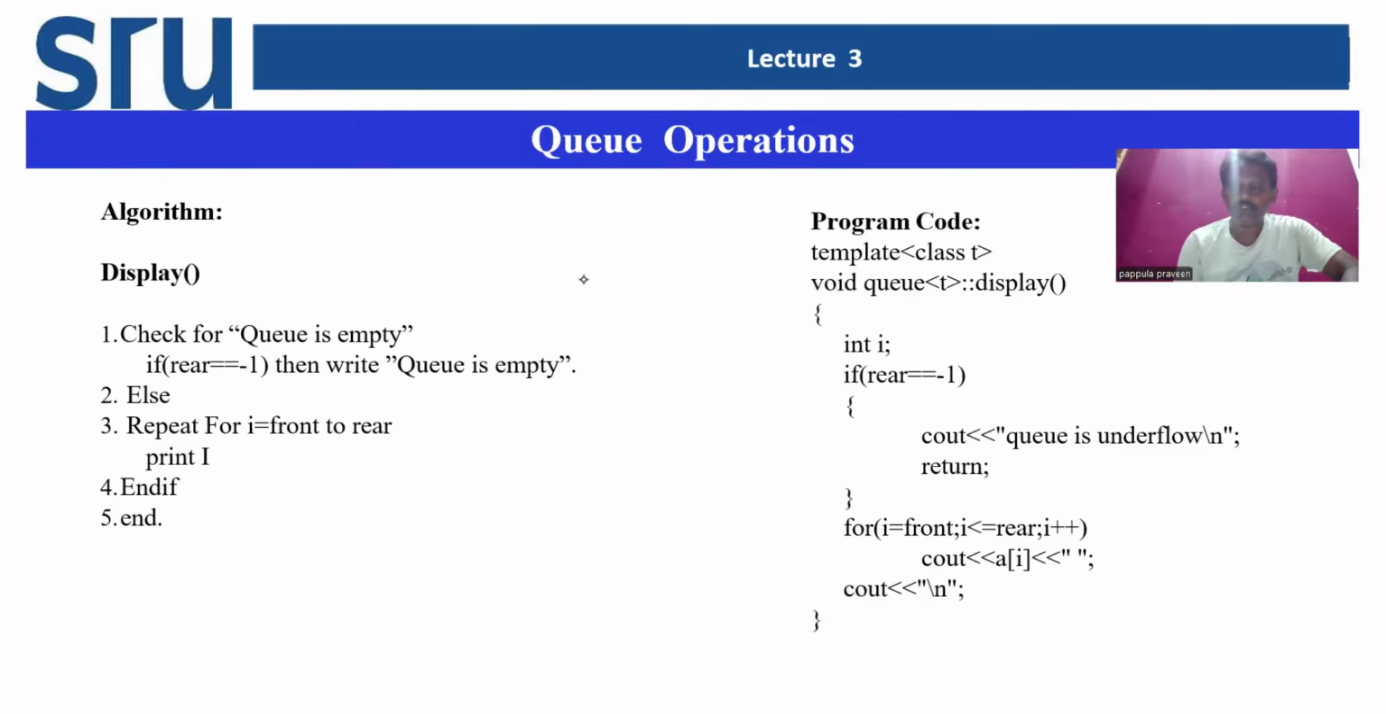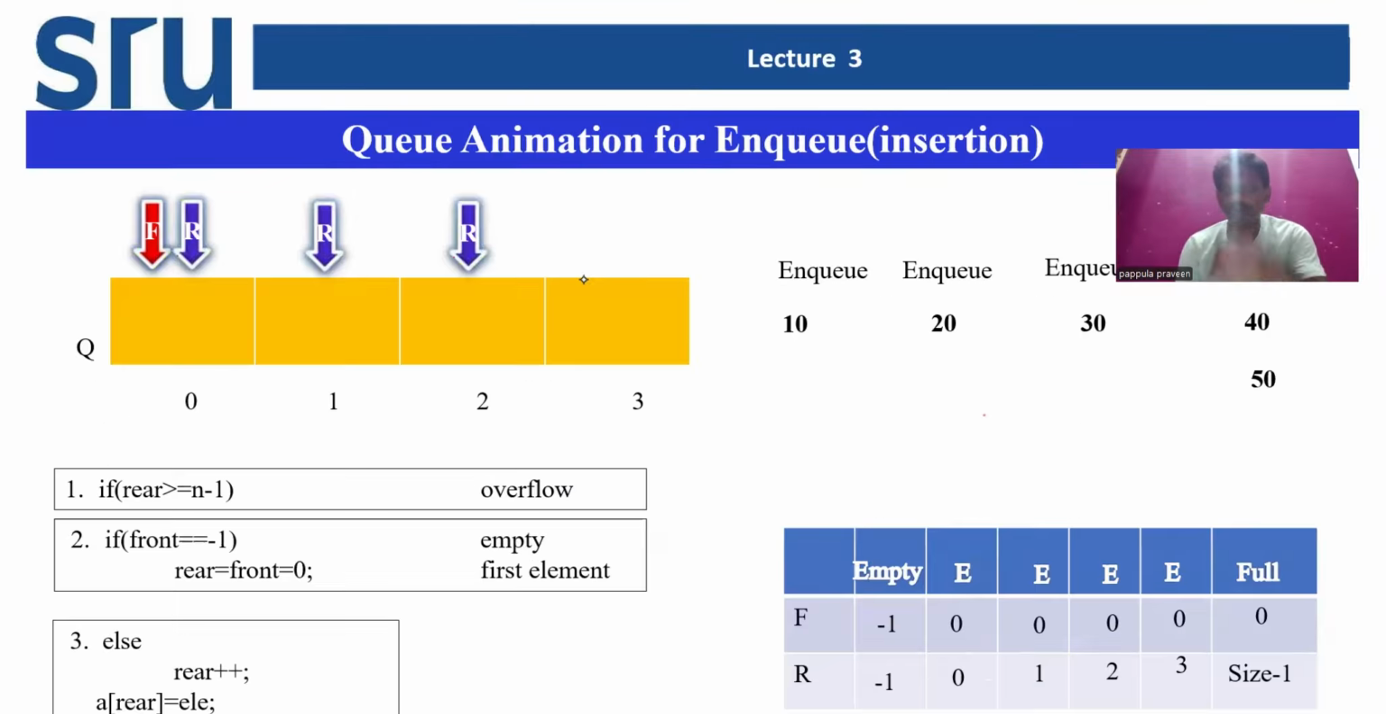So front equal to 0, I less than or equal to rear, means I less than or equal to 5, I is incremented by 1. Initially A of front means A of 0. You print the first element and the I value will be incremented by 1, I equal to I plus 1. So I equal to 1, 1 less than or equal to 5. Again the condition is satisfied. Then you print the second element, third element, nth element. Continue until I equal to rear.